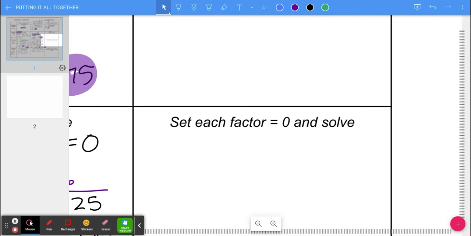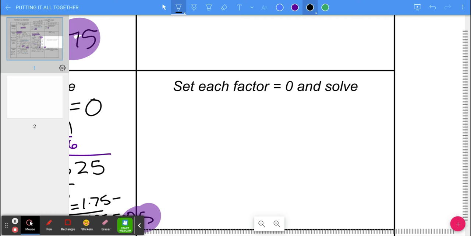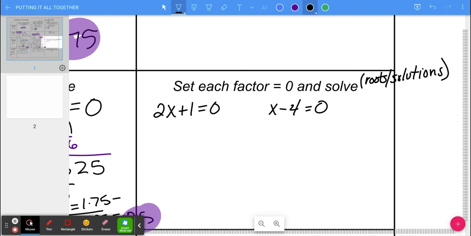Remember, roots are your solutions. So set each factor equal to 0. So 2x plus 1 is equal to 0, and x minus 4 is equal to 0. 2x is equal to negative 1. You subtract 1, divide by 2. X is equal to negative 1/2, or negative 0.5.